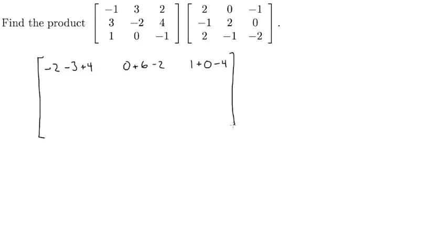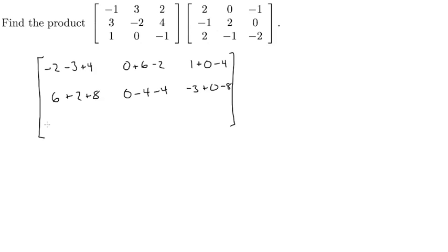All right, second row, first column, take the second row, first column. So 3 times 2 is 6, -2 times -1 will be +2, 4 times 2 will be 8. Second row, second column, 3 times 0 is 0. -2 times 2 will be -4. 4 times -1 will be -4. Finally, second row, third column, 3 times -1 will be -3. -2 times 0 will be 0. 4 times -2 will be -8.